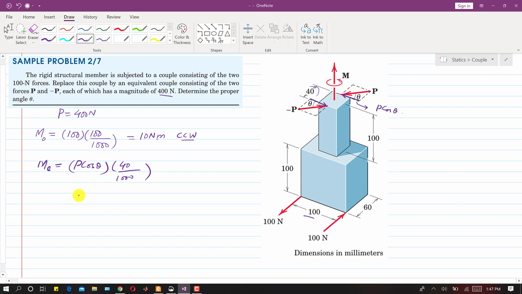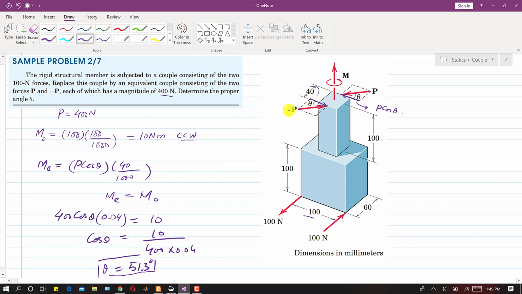If we equate moment original and moment equivalent, we can write moment equivalent is moment original. So P is 400 cos theta, times 0.04, equals 10. So cos theta will be equal to 10 divided by 400 into 0.04. If we take the inverse of this, we will get theta. The angle comes out to be 51.3 degrees.